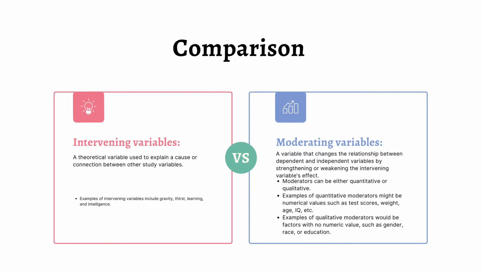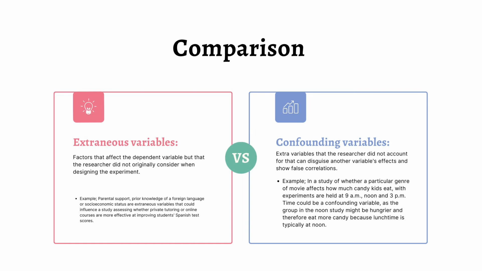Intervening variables: a theoretical variable used to explain a cause or connection between other study variables. Moderating variables: a variable that changes the relationship between dependent and independent variables by strengthening or weakening the intervening variable's effect. Extraneous variables: factors that affect the dependent variable but that the researcher did not originally consider when designing the experiment.